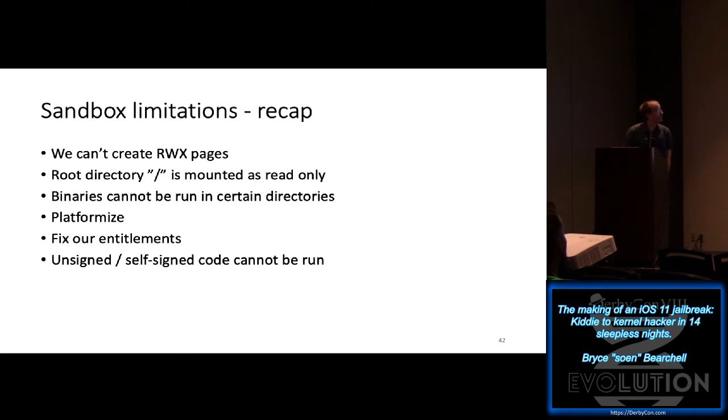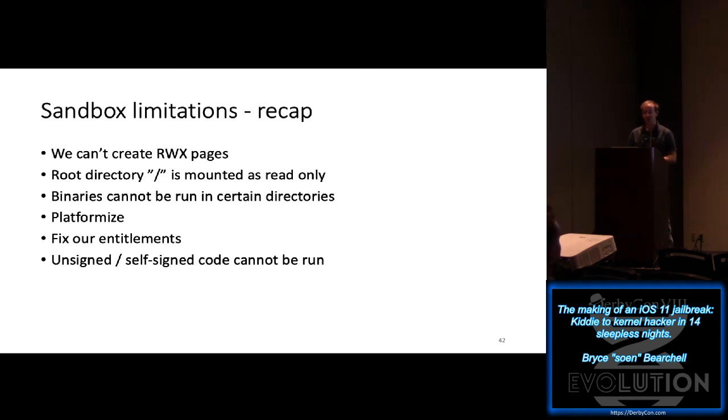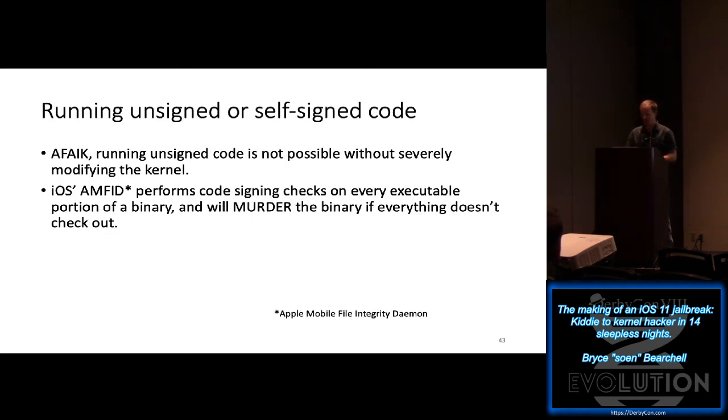So we're looking at the full sandbox limitations. There are some things that we can't touch. We can't create read, write, execute pages. We have turned the root directory read-write, but there are some policies still in place where we can't run binaries. There's not much we can do about that except create binaries on the root of the file system. We've platformized ourselves, we fixed our entitlements, and now our last hurdle to get over is running unsigned code.